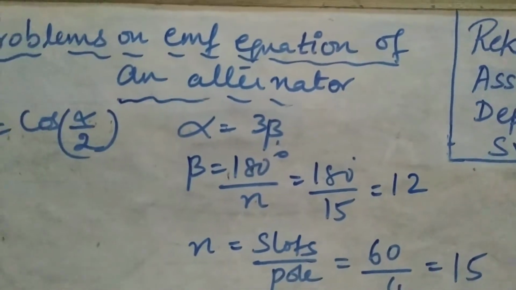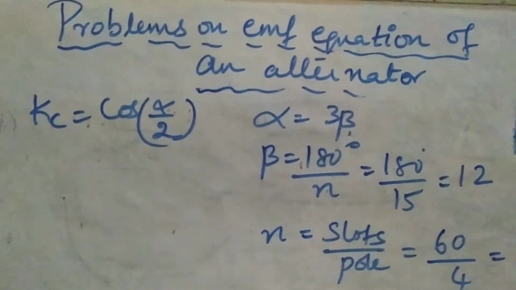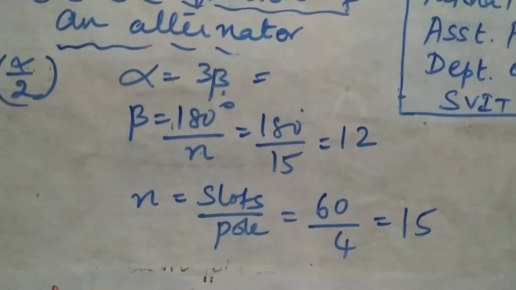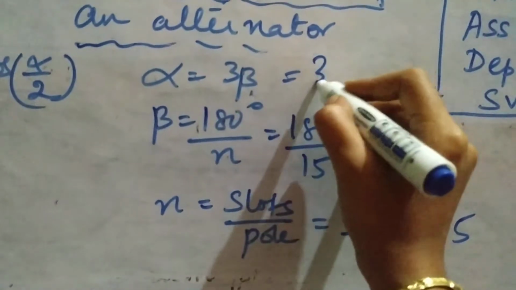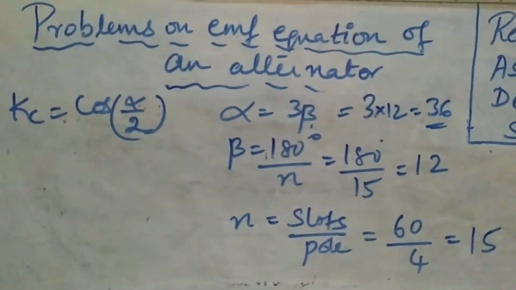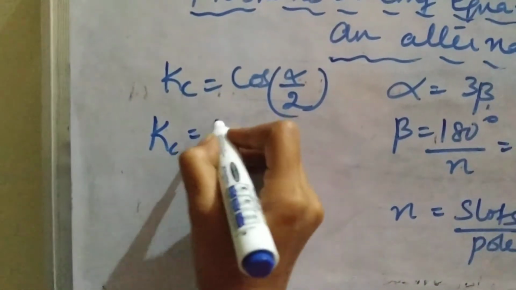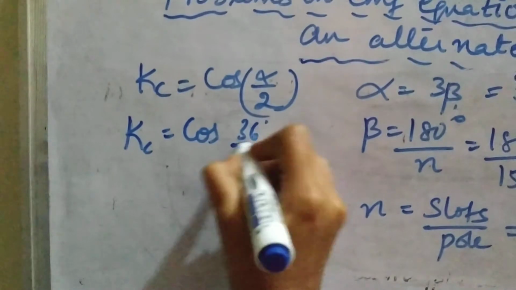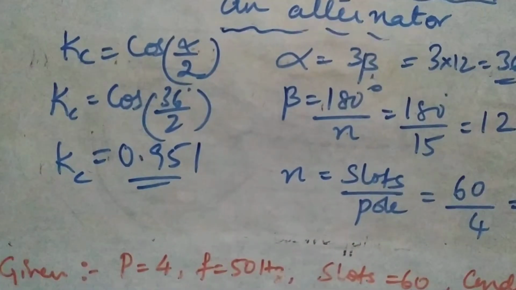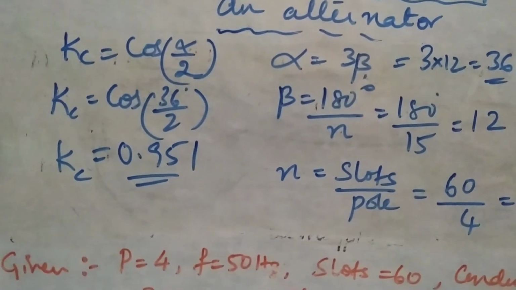So we can solve the Kc value. Okay. Coming to this one, this is 3 times beta. So it is 3 into 12. That is nothing but 36. Okay. Now Kc, when you substitute, is cos of 36 divided by 2. So it results with the answer 0.951. So this is about the Kc.